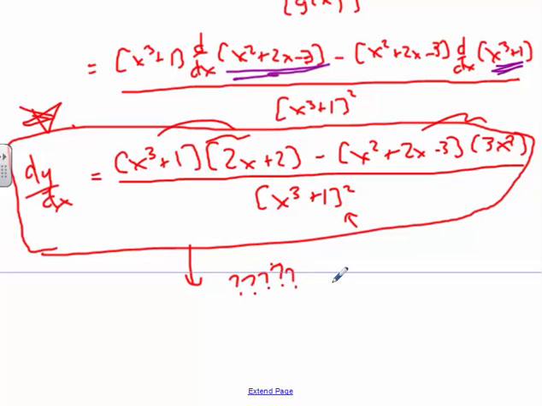If they want you to go further, then fine, distribute it. That's grade 10, grade 9 algebra. I know you have those skills. It just sucks because it's a lot of work. But my expectation: stop here.